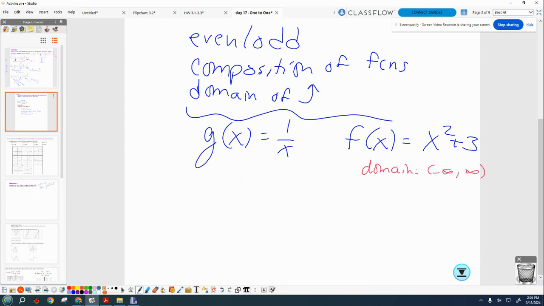I can do this with any number at all. Oh, so it's gonna flip. You can't have a zero in the denominator, so the domain is gonna be 0 to infinity. Oh, wait, no, it's negative infinity to 0, union 0 to infinity. Perfect. So g of x, you can't put in 0. You're right here. F of x, anybody works.